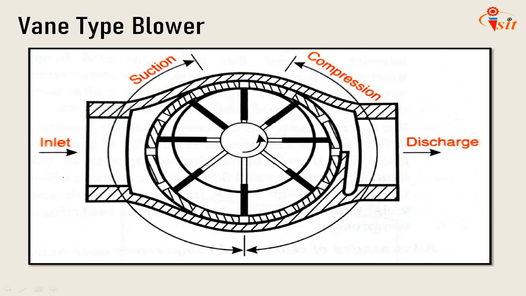Eccentrically it rotates with the help of ball and roller bearings. So this side is the inlet side and this side is the discharge. So compression is taking place from here, suction, and here, compression.